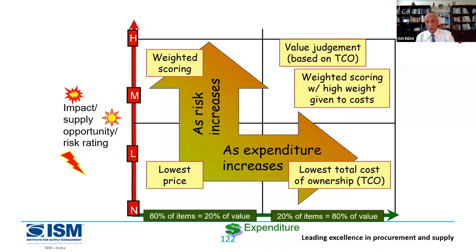So here I'm going with the lowest price in the routine item. Here again the leverage item, lowest cost of ownership. So for the leverage item I go with this one, TCO. Here I don't have a competition.